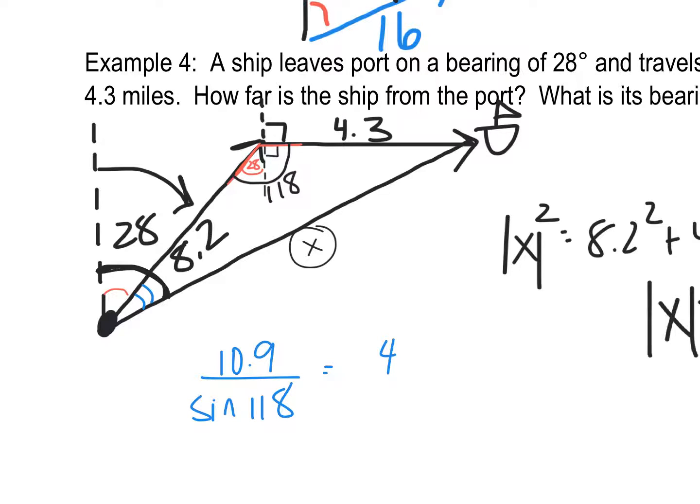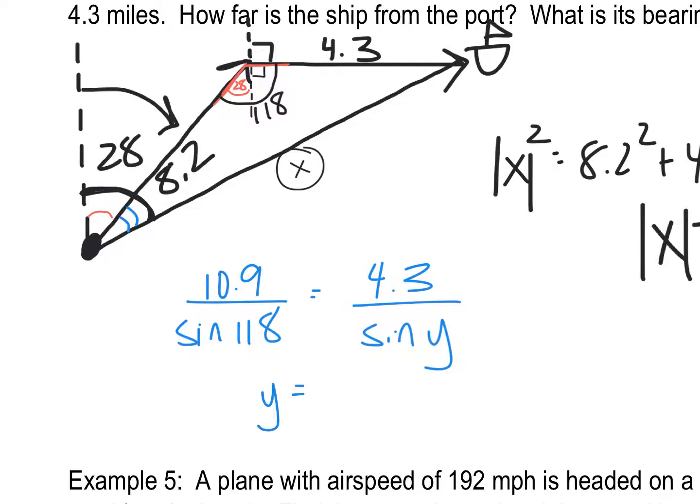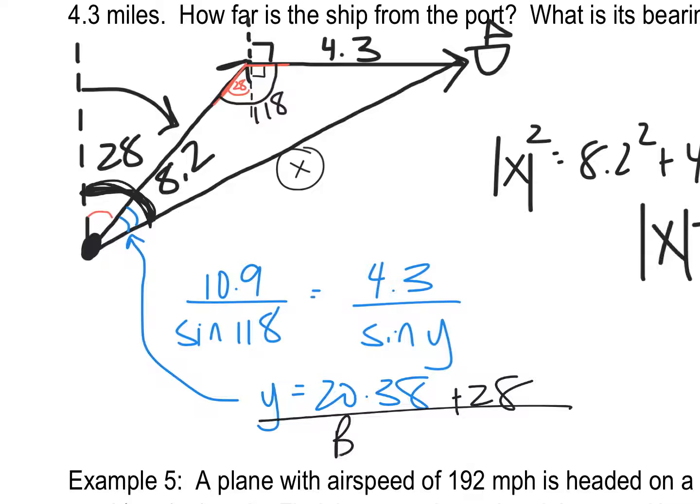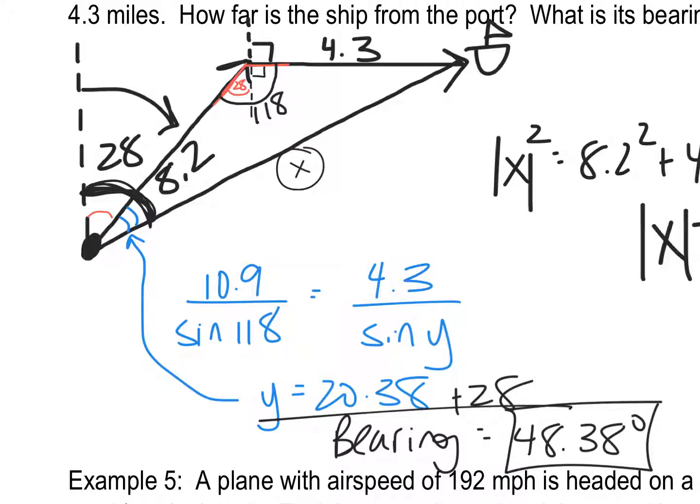And I'm going to use the 4.3 side over sine y, just using random variables here. And this ends up giving me a y degree, and remember y is right here. It's that blue angle of 20.38. And so in order to figure out the entire bearing right here, I need to add the 28 to it. And that gives me 48.38 degrees. Remember, that answer right here is from here to here. So that was a little bit of review of bearings, law of cosines, and then again, law of sines, okay?